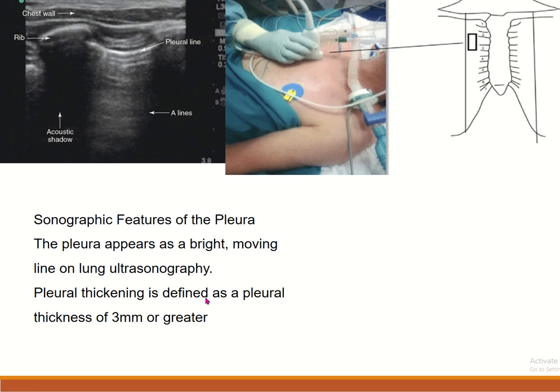Radiology of the pleura. Sonographic feature of the pleura. The pleura appears as a bright moving line on lung sonography. The pleura always appears as a bright line. The thickness of the pleura can be measured sonographically, and when the thickness is greater than 3 mm, it is considered a pleural thickening.